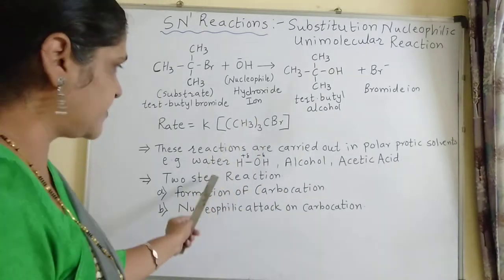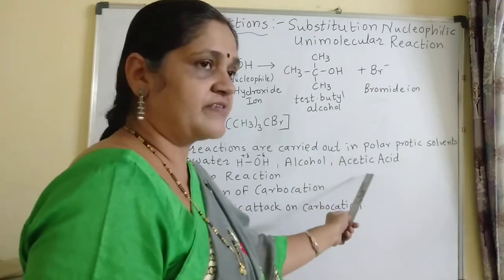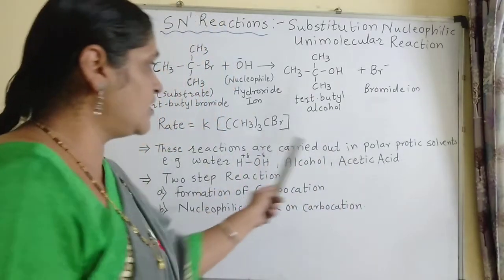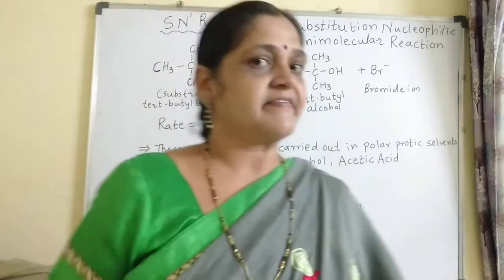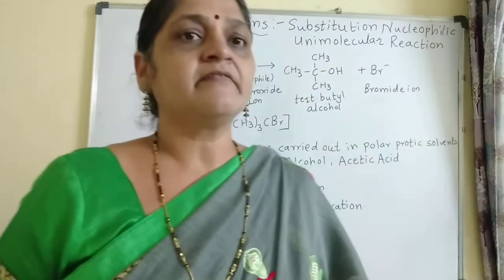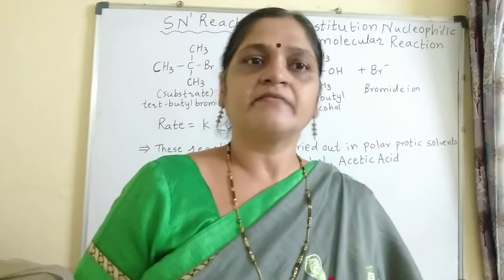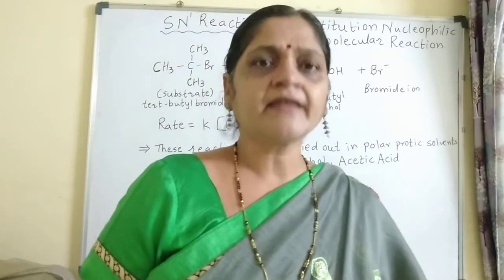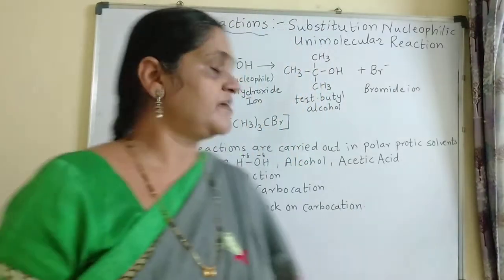So water is a protic solvent, alcohol is a protic solvent, acetic acid is a protic solvent, but all these solvents are polar in nature, means they have a charge separation. Partial positive and negative charge separation is available in their bonds. So always these solvents will have a partially positive charge proton, right? So these reactions are carried out in these polar protic solvents.